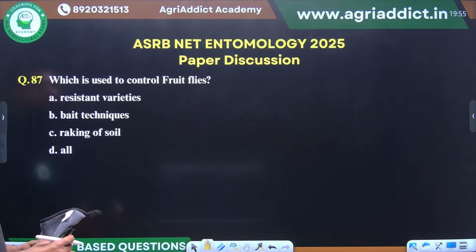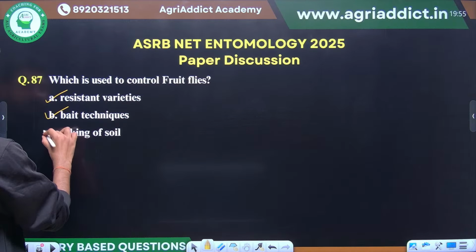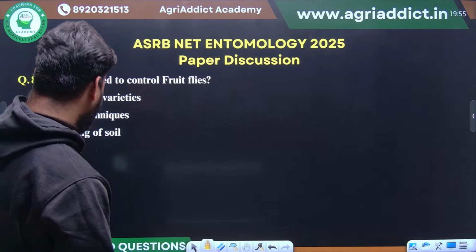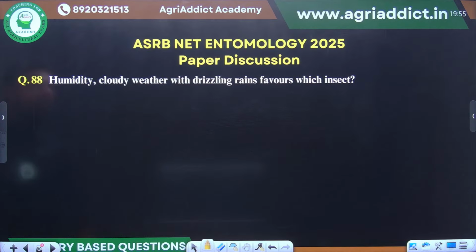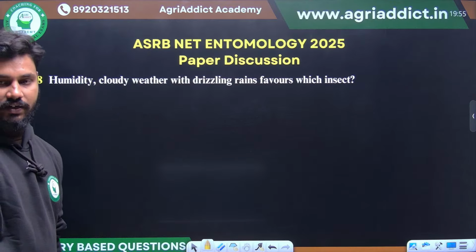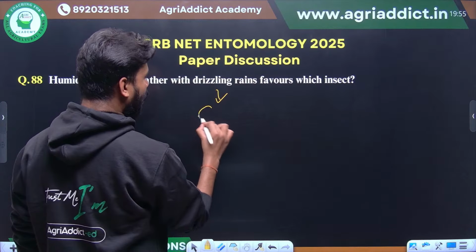Next question is, which is used to control fruit flies? Resistant varieties, bait techniques, raking of soil. The correct answer will be all. Next question is, humidity, cloudy weather with drizzling rains favor which insect? This is a very important question. The answer will be gall midge.